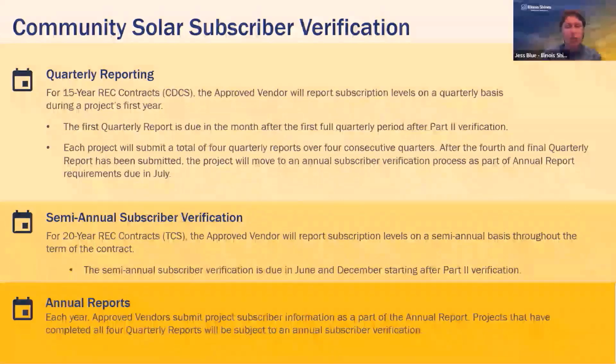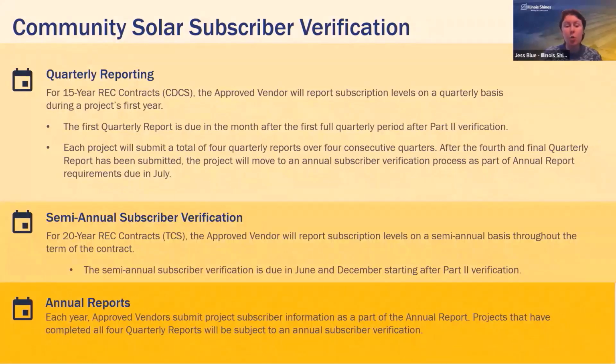So the first quarterly report is due in the month after the first full quarterly period after Part 2 verification. So each project will submit a total of 4 quarterly reports over 4 consecutive quarters. And after the 4th and final quarterly report has been submitted, the project will move to an annual subscriber verification process as part of the annual report requirements due in July.